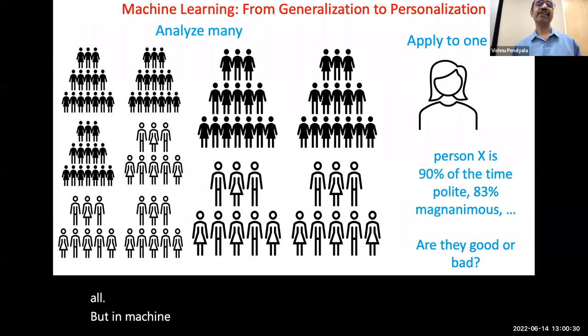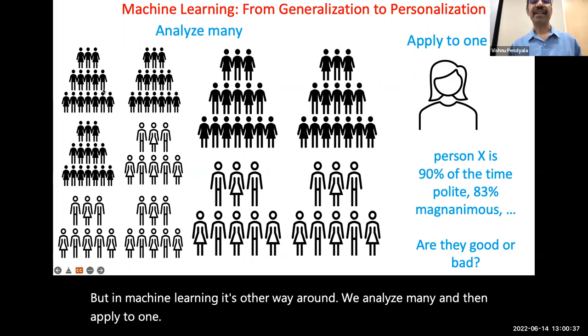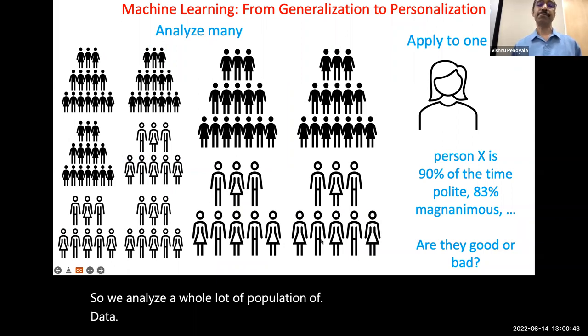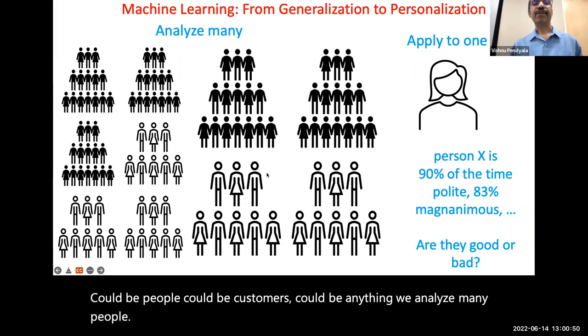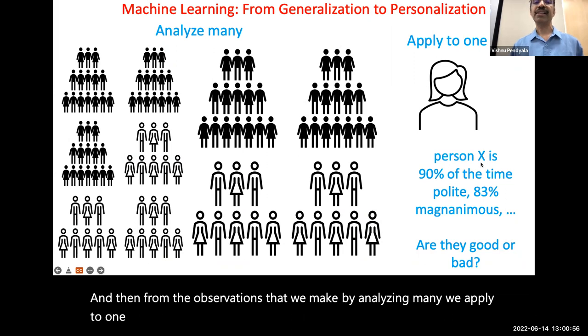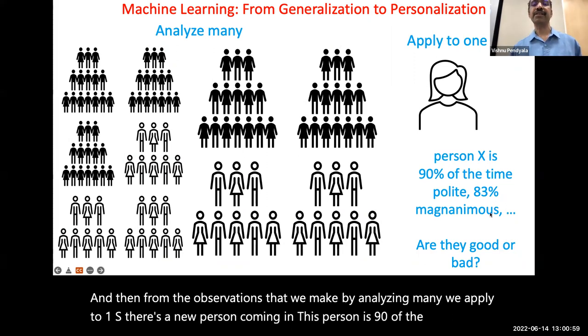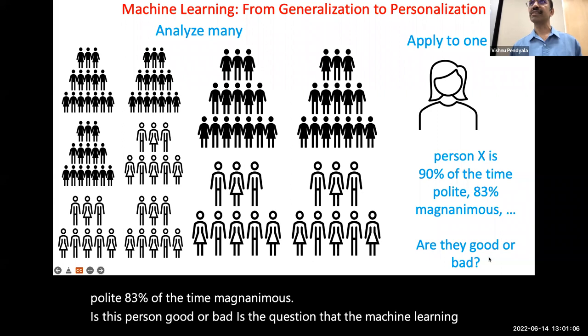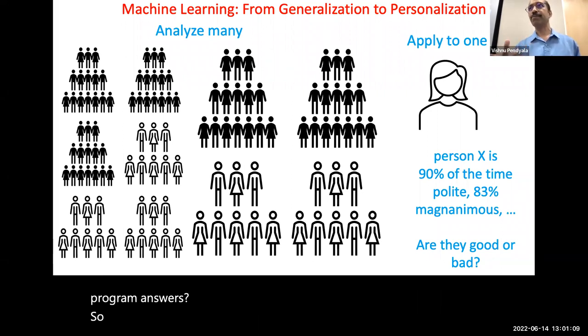But in machine learning, it's the other way around. We analyze many and then apply to one. So we analyze a whole lot of population of data. Could be people, could be customers, could be anything. We analyze many people, and then from the observations that we make by analyzing many, we apply to one. So there's a new person coming in. This person is 90% of the time polite, 83% of the time magnanimous. Is this person good or bad? That is the question that the machine learning program answers. So we are actually flipping the problem around, from personalization to generalization, to generalization to personalization.